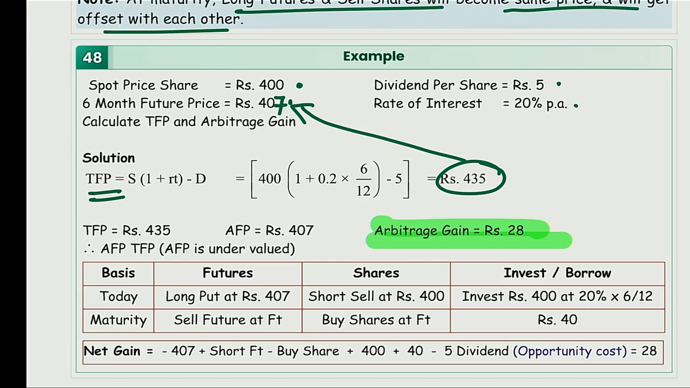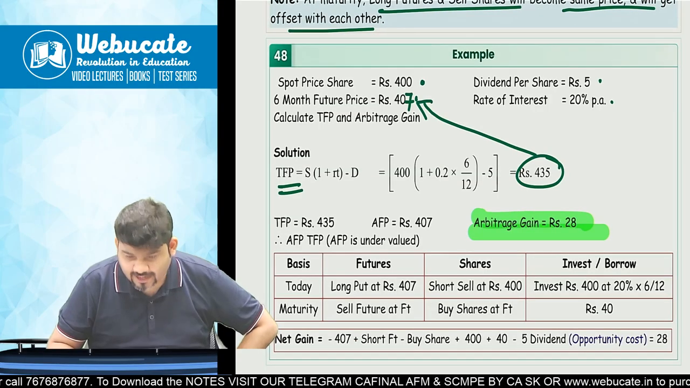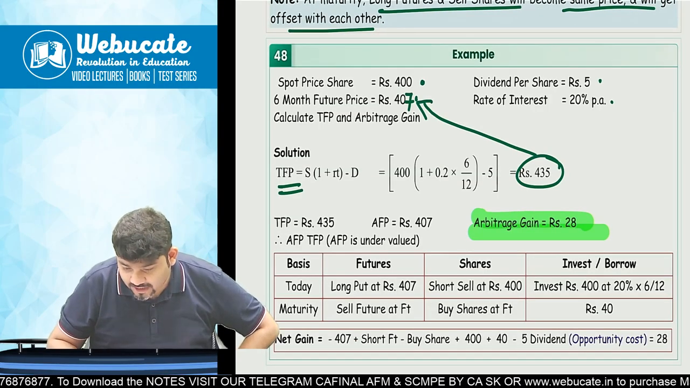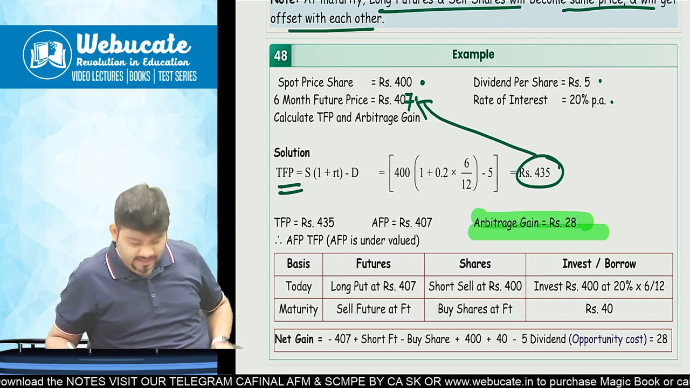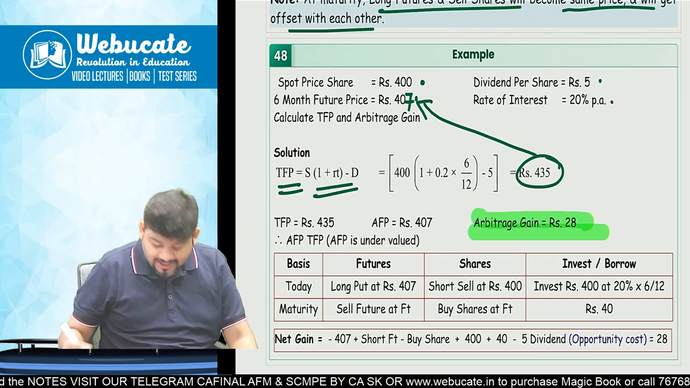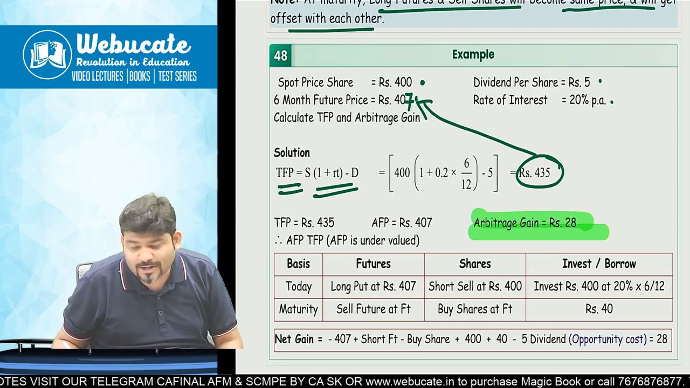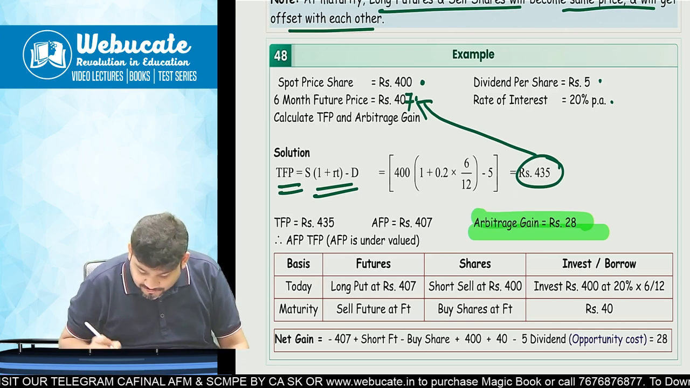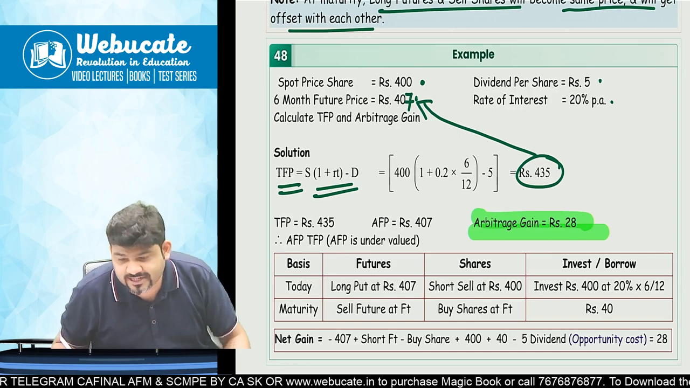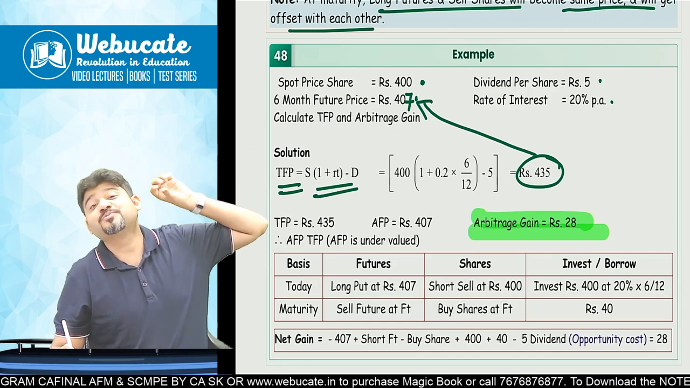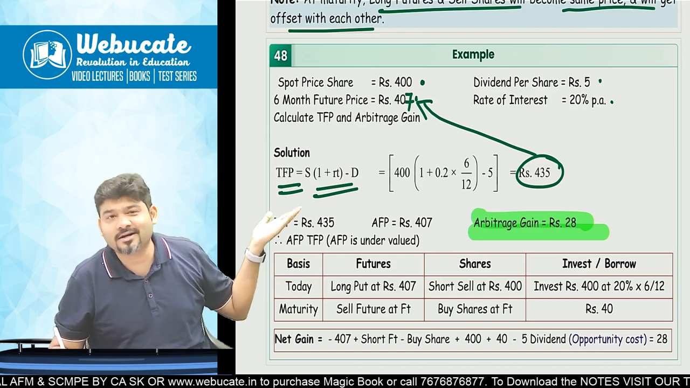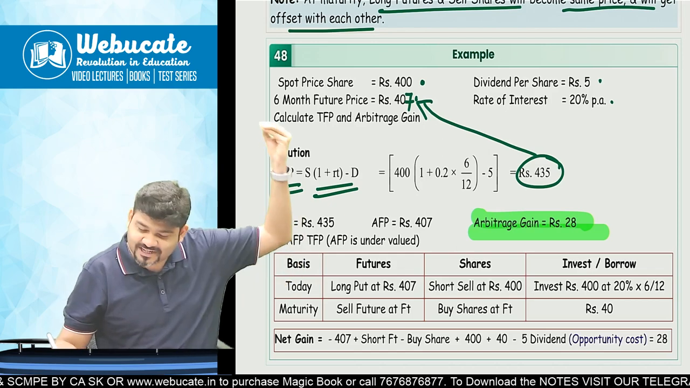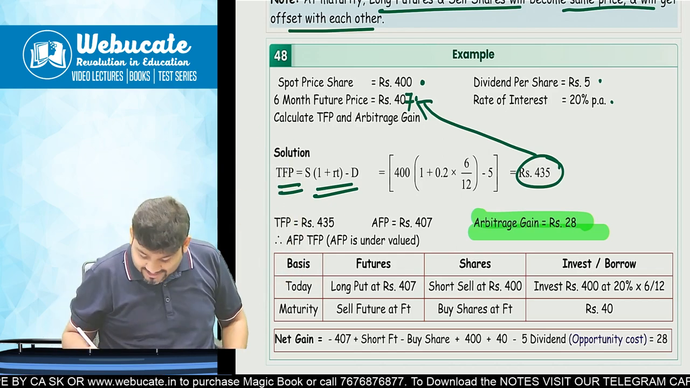Let's try and calculate that arbitrage gain. First we have to find out what this scenario is all about. First thing you have to see is the theoretical future price. Spot into 1 plus RT minus dividend will give you 435. 28 is your arbitrage gain. How do you come to know? Because the actual future price is 407, but it should be 435, and it is only showing 407. So 28 rupees is your gain.